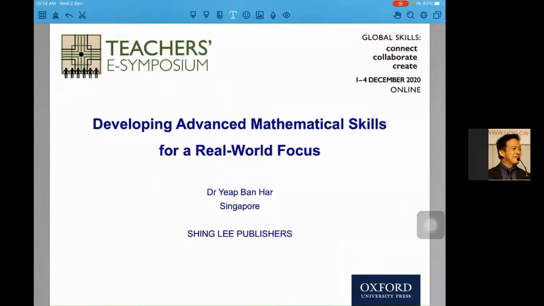What must teachers do to develop advanced mathematical skills for a real-world focus? In this session, we are going to explore that question.